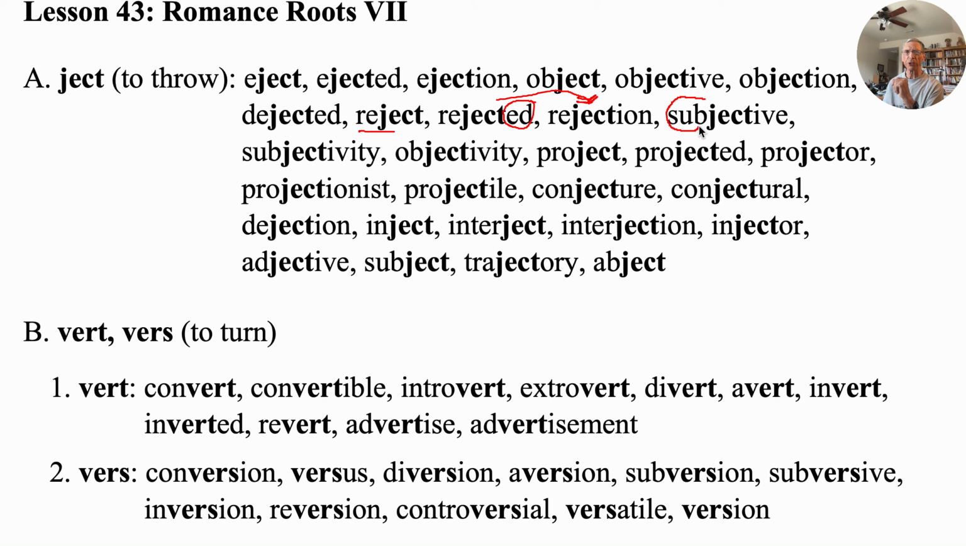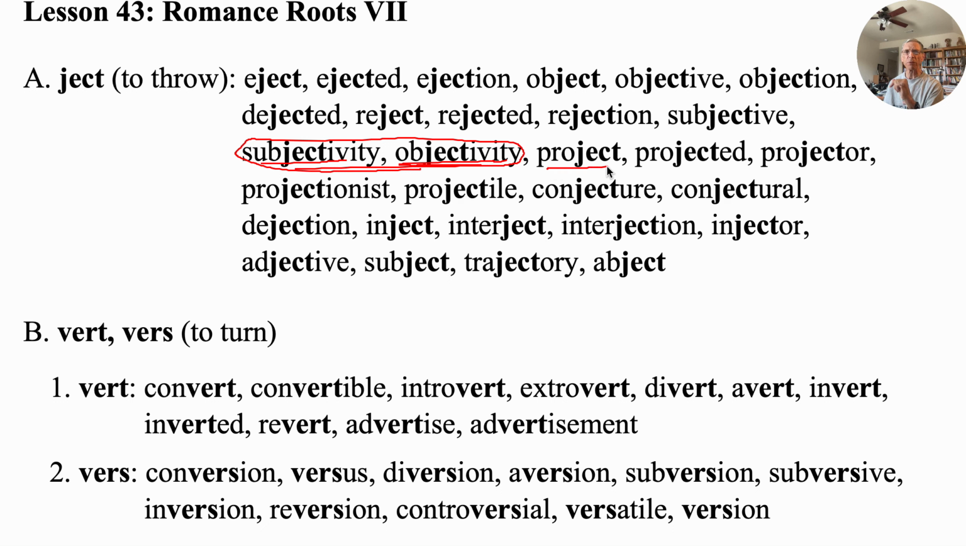Then you have subjective, which, by the way, is the opposite of objective. Object is something that's real, and subjective is just something that you feel. It's your subjective feeling. Next we have subjectivity, and again that relates to subjective, and objectivity. So these two here are related as opposites. Subjectivity, how you feel. Objectivity, that's just simply what it is. You can state it as a fact.